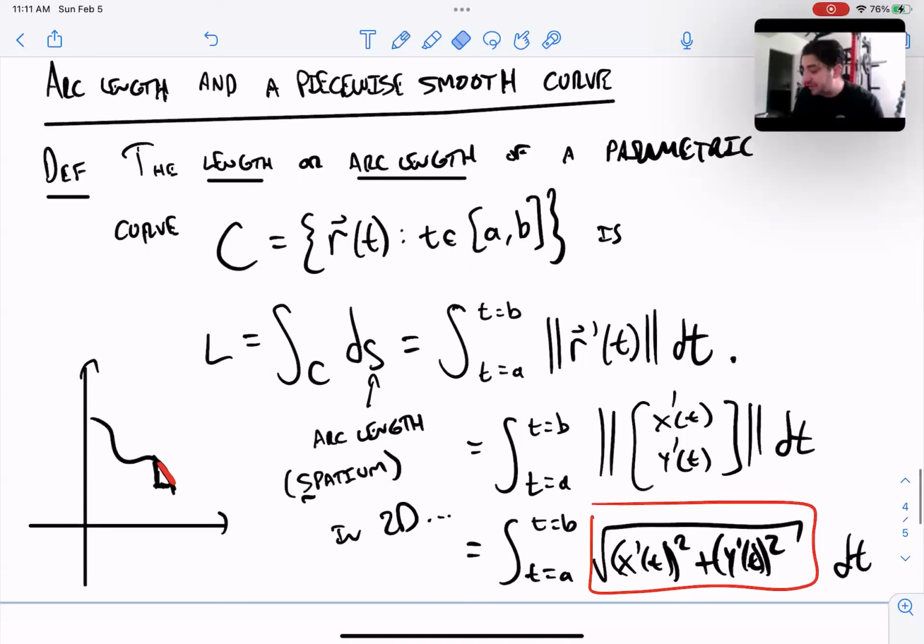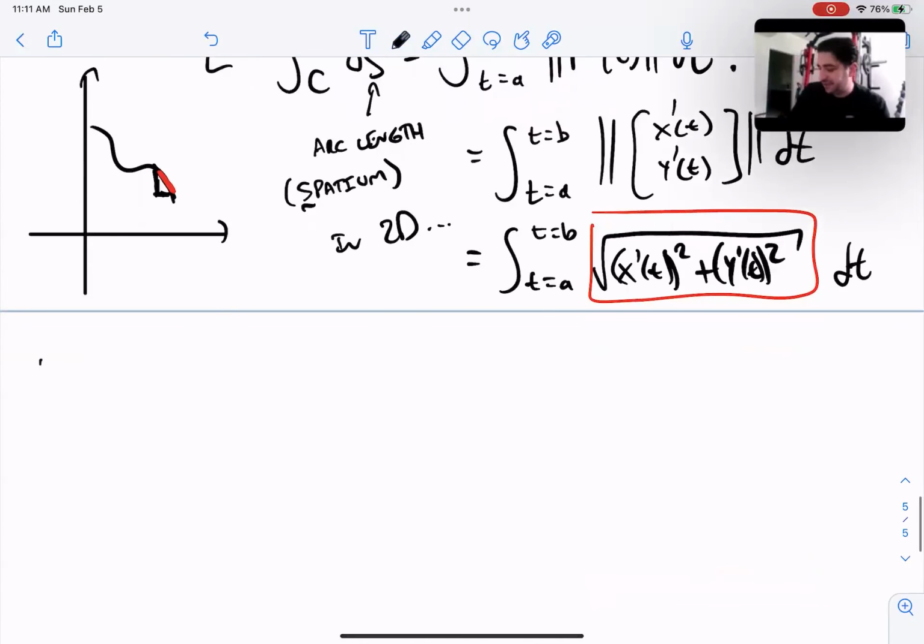What I want to do is look at this in the case of a little bit nastier function, one where it's not just smooth but piecewise smooth, so one that has some cusps to it. So let's look at this in an example. I want to calculate an arc length, but I want to do something a little uglier than a circle or a line this time.